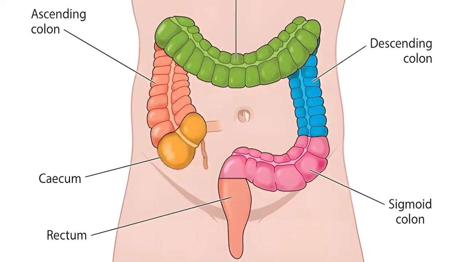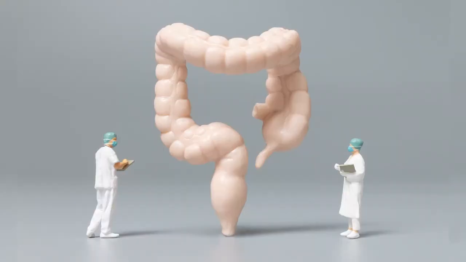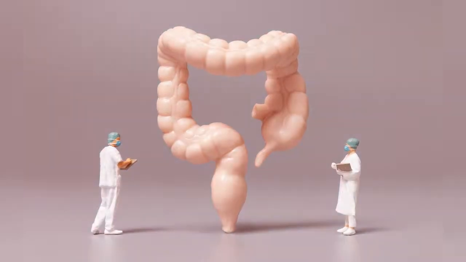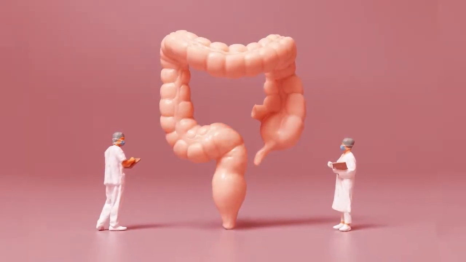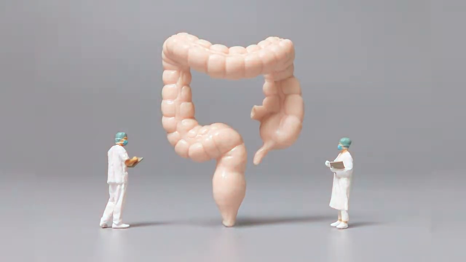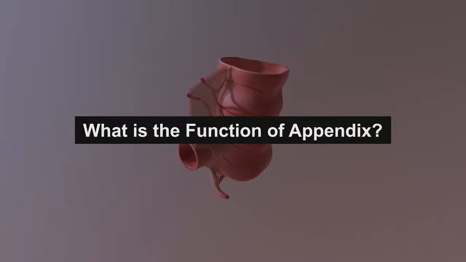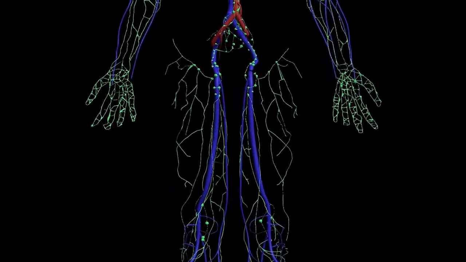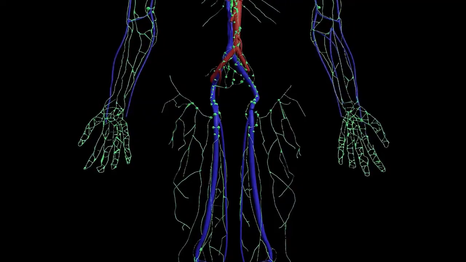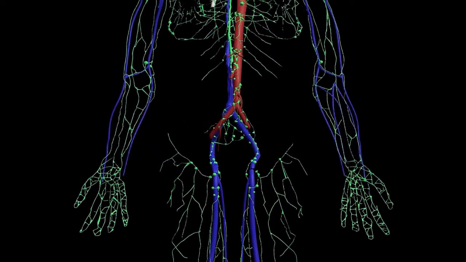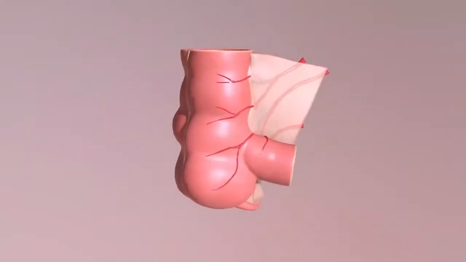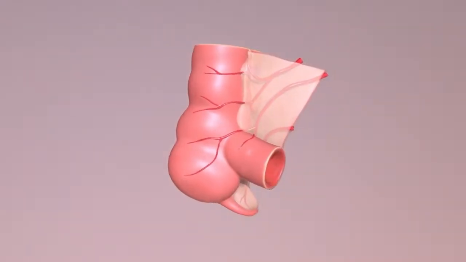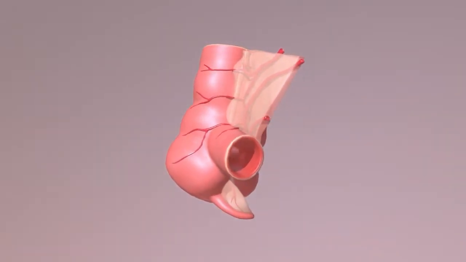Because it became so small and seemed to serve no purpose, scientists thought the appendix was a vestigial organ, a leftover from evolution that no longer had a function. But now we know that's not entirely true. What does the appendix actually do? More recent research shows that the appendix may still have important functions, especially in supporting our immune system and maintaining a healthy balance of gut bacteria.